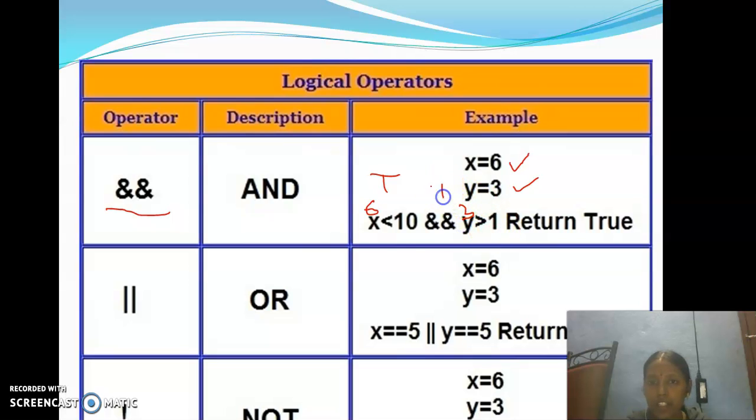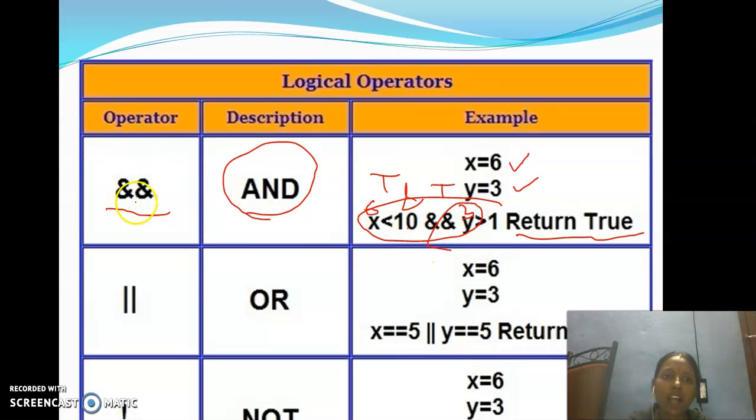Yes, the condition is true. That means true and true. So if both the conditions are true, then it returns the output as true. That means AND means nothing but what? Two conditions are true, then only the whole condition becomes true. That is the AND operator. So symbolically we write ampersand ampersand.